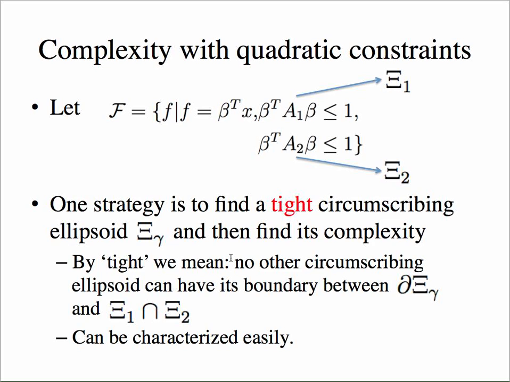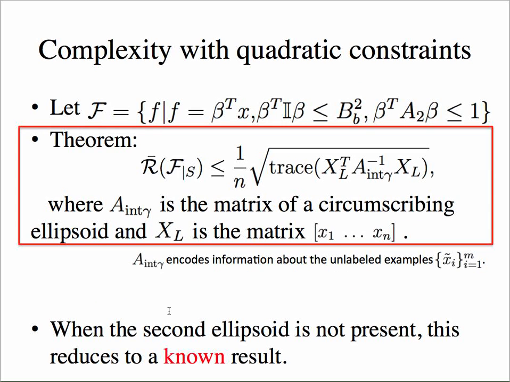By tight we mean that there is no other circumscribing ellipsoid that can have its boundary between the boundary of psi gamma and the intersection region. This can be characterized relatively easily if we only have two ellipsoids. If we have k ellipsoids, then we will have a k-1 parameter family of tight ellipsoids. So given that we can find a circumscribing tight ellipsoid, we can state the following theorem.